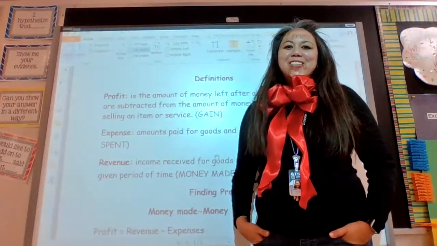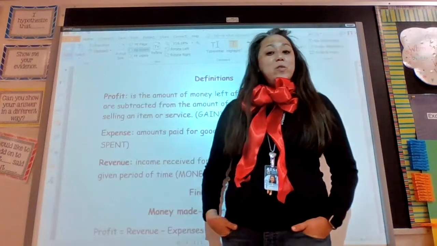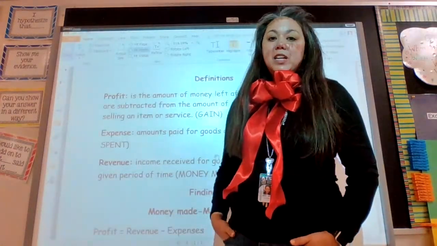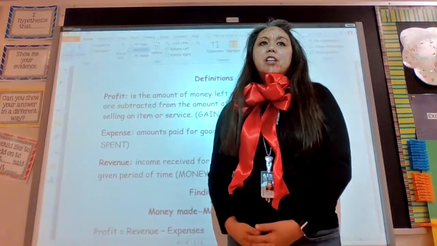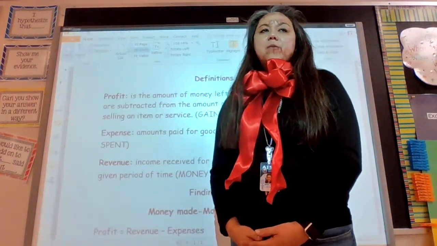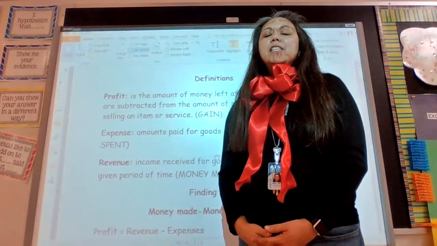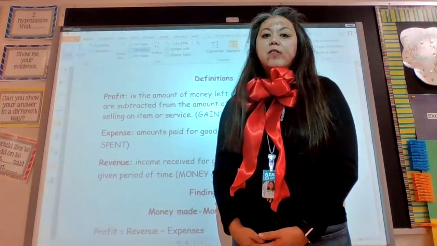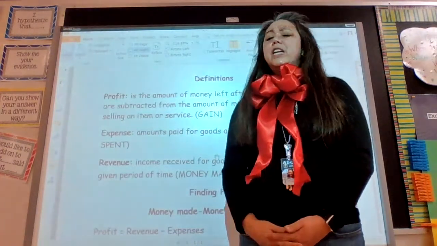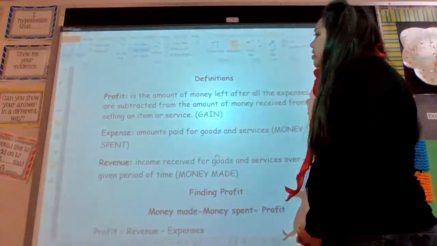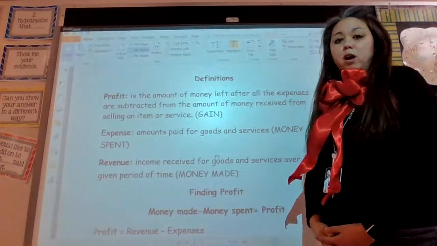Boys and girls, today we're going to be working on finding profit. This falls under 10.4.10b. We have to calculate profit, but there's some vocabulary that we need to know before we can calculate profit. So here's our definition of profit.